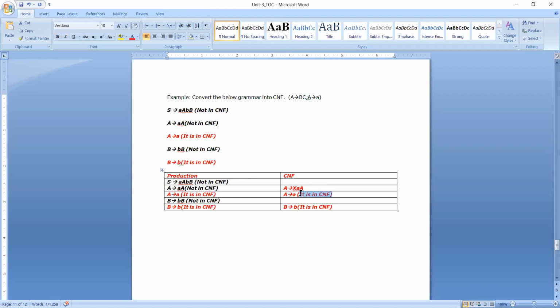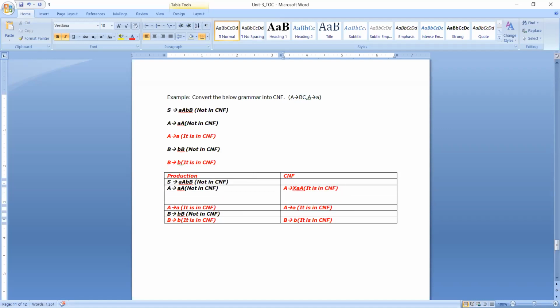Yes, we got it. So now we can say that it is available in CNF form. But what is this XA? Now we need to confirm. XA is nothing but small a. When I remove this XA and substitute it with small a, we will get back the same production, small a capital A. Understand? This is how we rewrite our grammar in such a way that we again get the same productions in our required form.